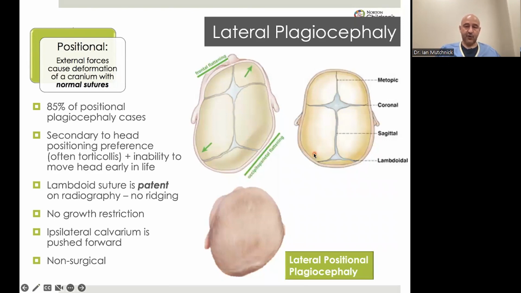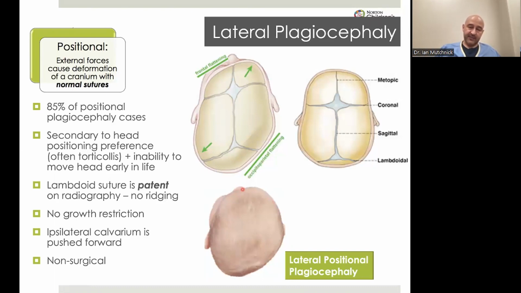Again, the sutures are all open. And this is a classic view from the top. The occipitoparietal flattening. The occipitomastoids are still even, and there's no ridging of the lambdoid suture. And the ear can be shifted forward, which makes it a moderate plagiocephaly. And there can be ipsilateral bossing of the forehead, and that would constitute a severe lateral plagiocephaly. Often this is secondary to head positioning preference, sometimes torticollis, and again, the inability to move the head early in life. The lambdoid suture is patent.